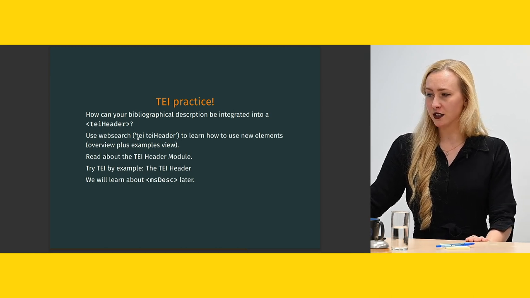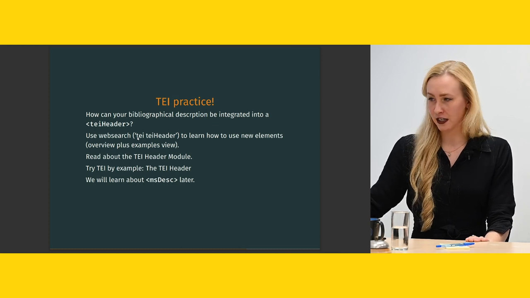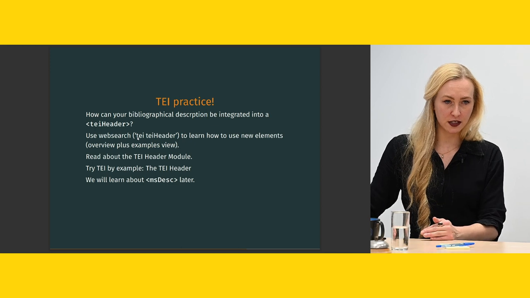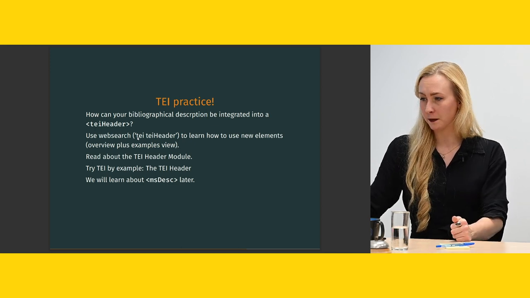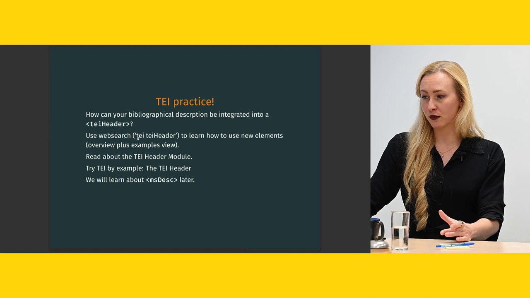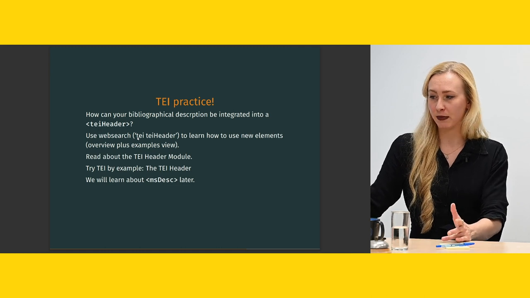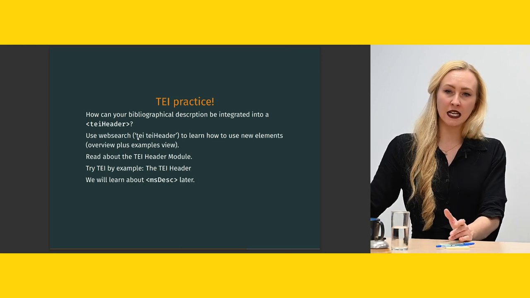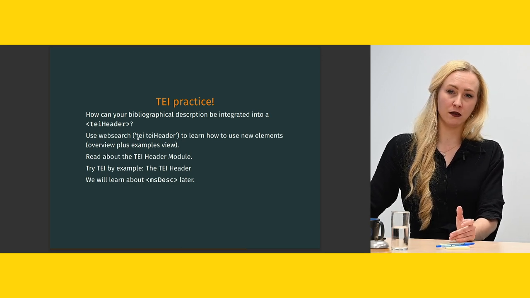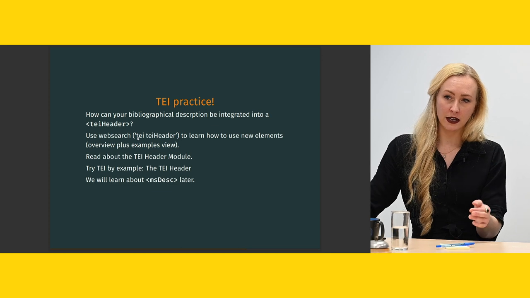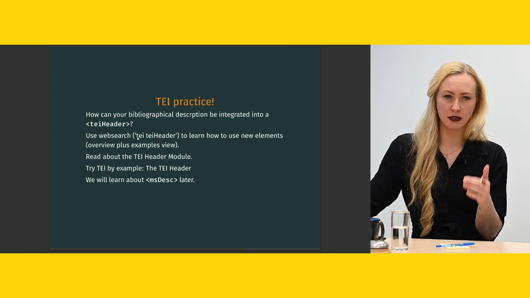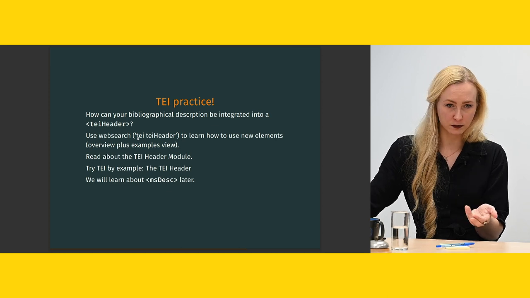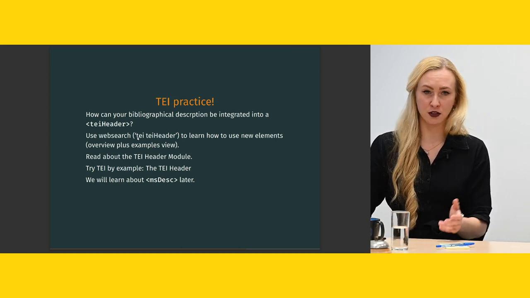I would like to ask you to web search TEI, TEI header, and learn how to use new elements and look at these different information pages. I'm going to also show you now, so that's done. You could read about the TEI header module, or try this TEI by example, the TEI header. You will learn about the manuscript description later, and something that you could do now is encode your title page. As you've seen in the minimal example, for a not so complicated title page, that's doable. And I think we should maybe do that now.